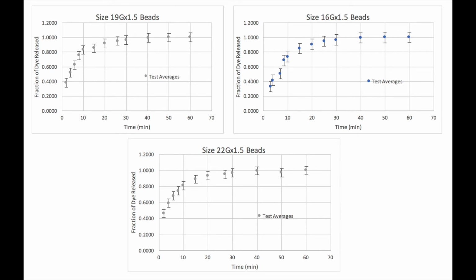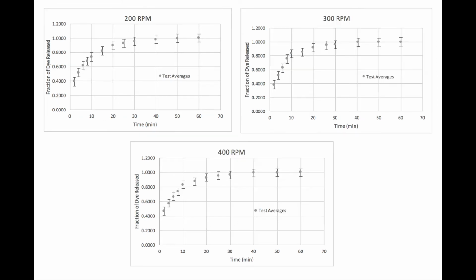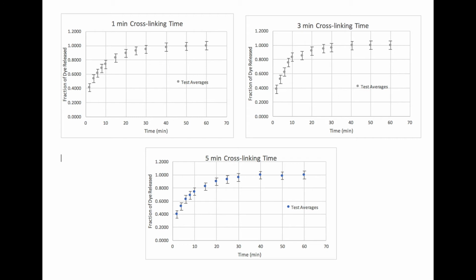From these data plots, which measure absorbance versus time, the concentrations were found at each absorbance using the calibration curve. And once the concentrations were found, the fraction of dye released, F, was found by dividing each concentration by the final data point at 60 minutes. These were then plotted versus time for each variable.